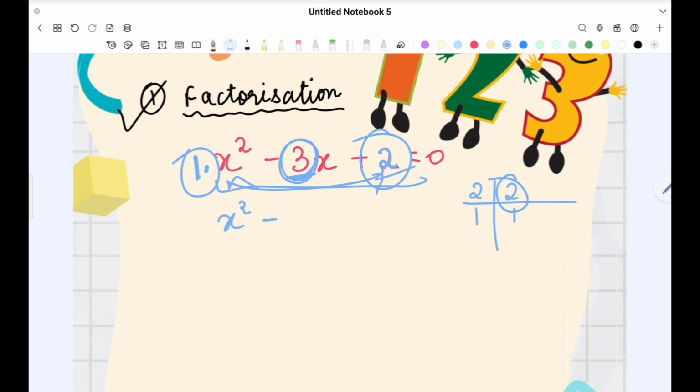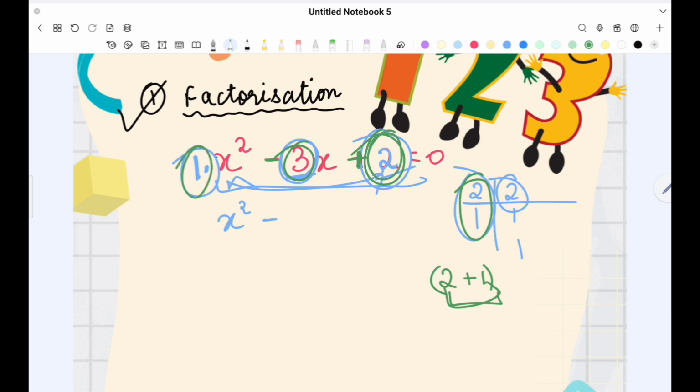Then, what will we do? We will write how can we form 3. Here it is plus, here it is minus. 3 comes from 2 plus 1. We have to make sure then that if we add them, we get this, and if we multiply them, we get the product of 2 and 1. Okay. Now, let us write 2 plus 1. Here you have to keep in mind we have plus 2.